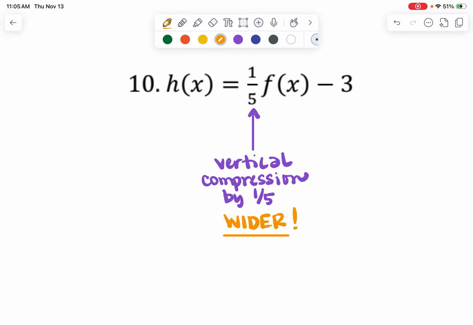All right. And then, of course, we have the -3 hanging off the end, which at this point I'm hoping we'll remember that just means shift down 3 units.